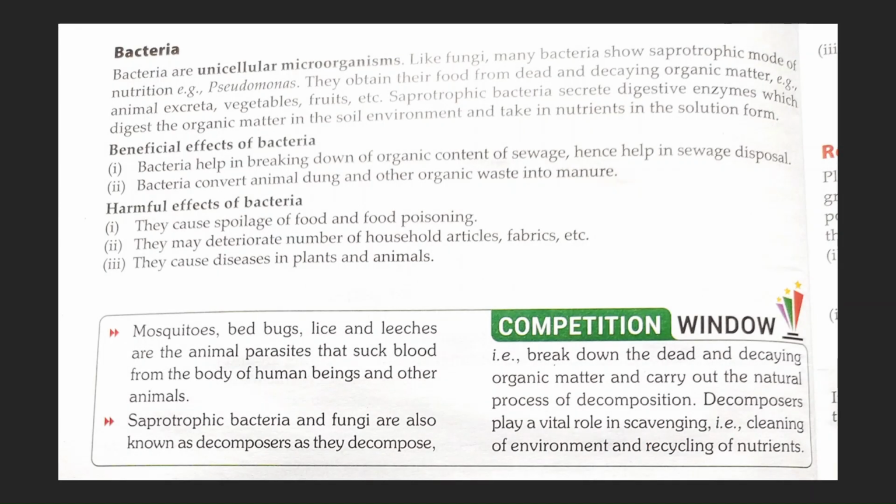So next comes the bacteria. Bacteria are unicellular microorganisms, like fungi. Many bacteria show saprotrophic nutrition, for example Pseudomonas. They obtain their food from dead and decaying organic matter, for example animal excreta, vegetables, fruits, etc. Saprotrophic bacteria secrete digestive enzymes which digest the organic matter in the soil environment, and take nutrients in soluble form, in the solution form.